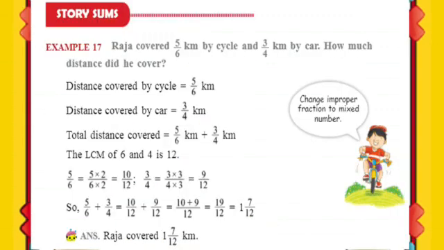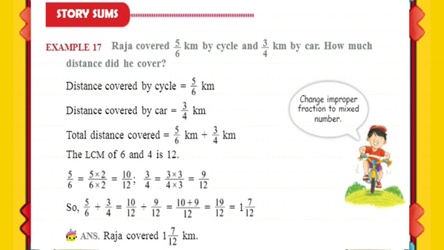Let us go on to the statement sums. Raja covered 5 by 6 km by cycle and 3 by 4 kilometers by car. How much distance did he cover? So, what operation is this? You have to add. So, how do you write the statement? Distance covered by cycle is 5 by 6 kilometer and the distance covered by car is 3 by 4 kilometer. Now, for the total distance covered, you will add 5 by 6 and 3 by 4 kilometer.